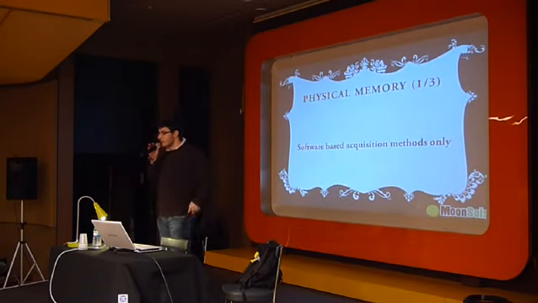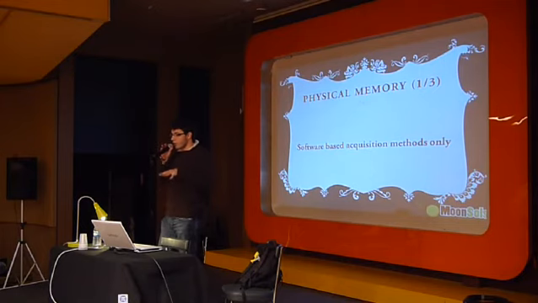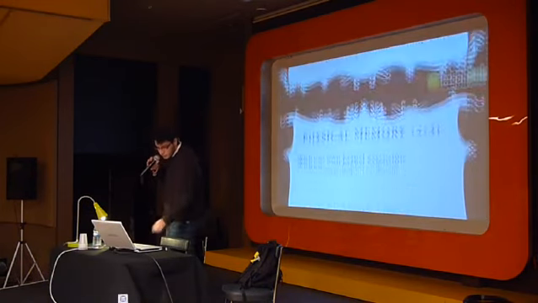As I said, I'm not going to talk about FireWire acquisition, which is a bit more problematic because when you are using DMA with hardware acquisition, the physical address space is totally different from the physical address space used by the processor, so you cannot really analyze it as you would like to.